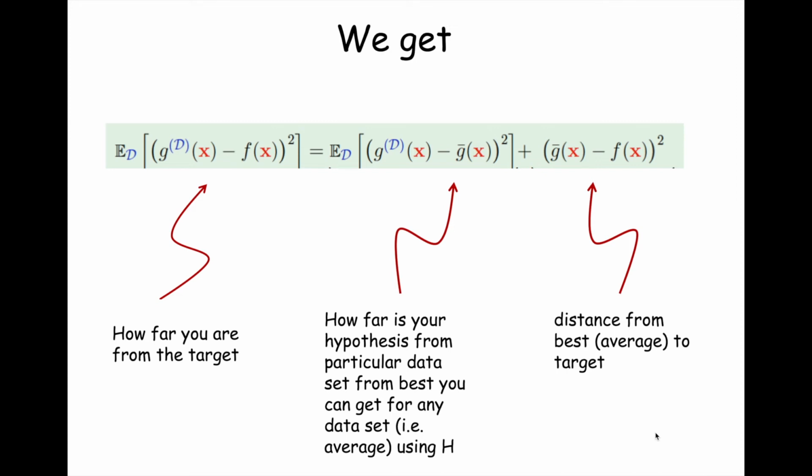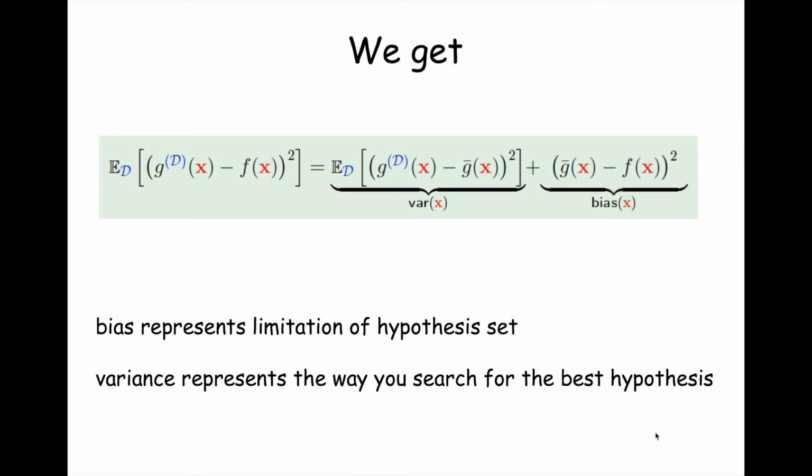Now the second term here, G bar of x minus f of x, quantity squared, is the distance between the best hypothesis you can ever get on average, G bar, and your ground truth target function. So these two quantities together are going to tell you about your out of sample error and how well your learner can perform. And these two things have a name. The second term is called the bias, and the bias represents how limited or how descriptive your hypothesis set is in trying to match the way your ground truth target function can assign labels, because here we're talking about real values. So this bias talks about the descriptiveness of your hypothesis set relative to the ground truth target function.